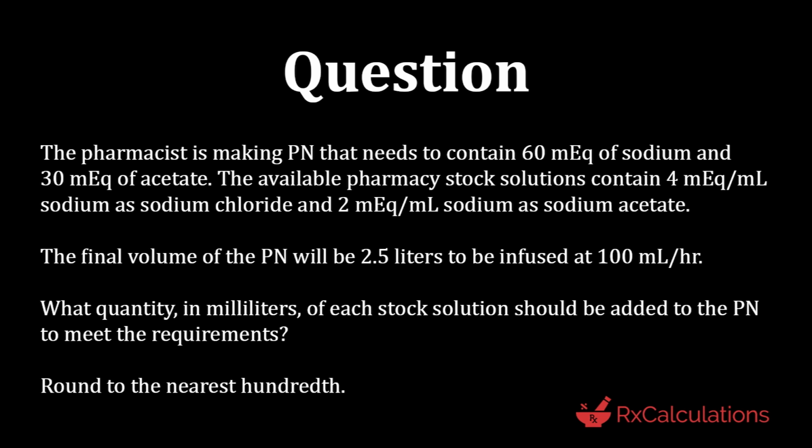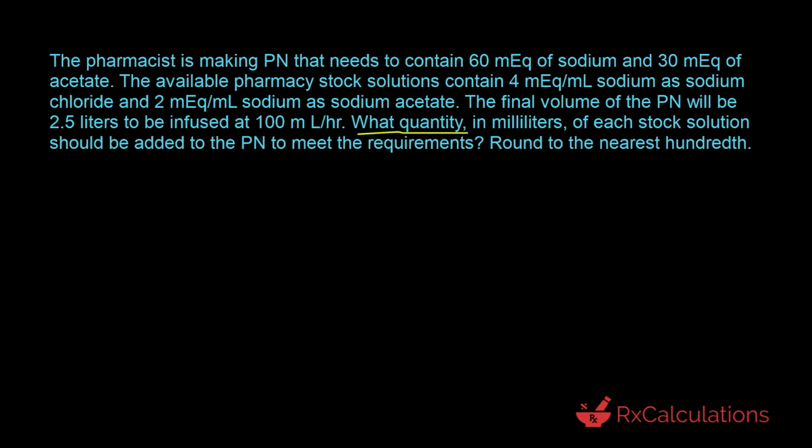All right, so let's talk about the question, or let's go through the process. The strategy here is similar to what we talked about for what happens when you deal with phosphates. It's the similar thing for acetates as well. You find the contribution from the acetate, that's the contribution of sodium that comes along with the acetate, and then find the difference and then make up the difference using the sodium chloride. So the question is saying what quantity in milliliters of each stock solution should be added to the PN to meet the requirements.